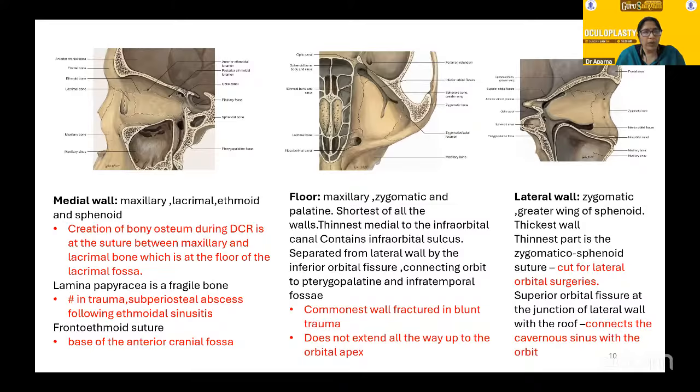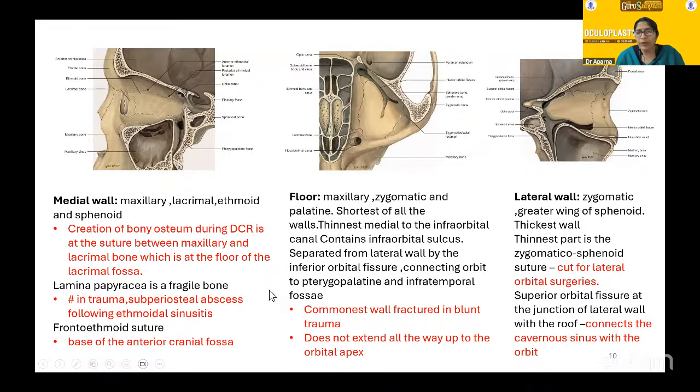Coming on to the medial wall, the medial wall is formed by the maxillary, the lacrimal, ethmoid, and the sphenoid bones. The creation of the bony ostium during the DCR procedure is at the suture between the maxillary and the lacrimal bone, which is at the floor of the lacrimal fossa, as is seen in this picture. The lamina papyracea is a fragile bone, which is part of the ethmoid bone, and it is commonly fractured in trauma, and it is the area from which subperiosteal abscesses can form in ethmoidal sinusitis. The frontoethmoid suture marks the base of the anterior cranial fossa. So these are the landmarks on the medial wall.